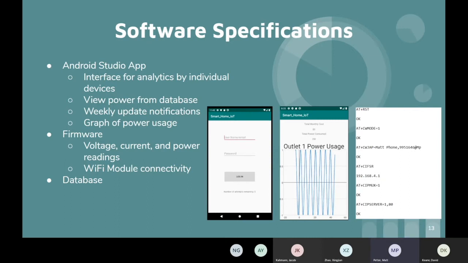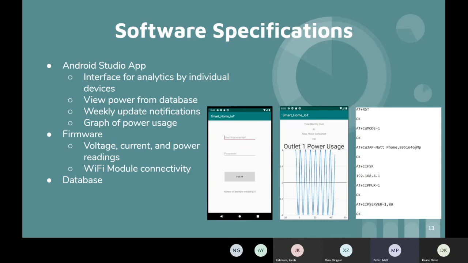Our app is connected to the server where the data is stored. The 3 main pieces of information that the app displays are the total wattage used, the total monthly cost based on the power used, and a graph which shows the power usage of your appliance over time.